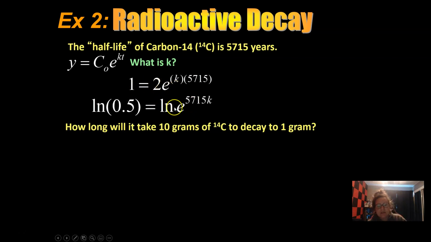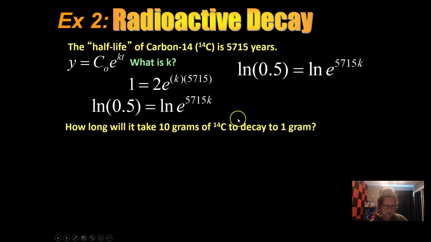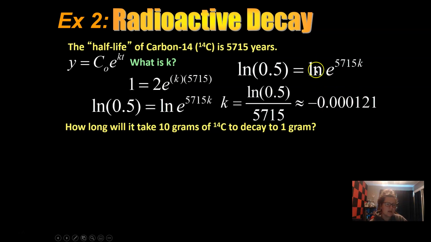Okay, then we need to get rid of E. So we ln both sides. And then ln and E would cancel each other out. And so we'd be left with ln of 0.5 equals 5715K. And then I would need to divide both sides by that. Okay, so K by itself equals ln of 0.5 divided by 5715.